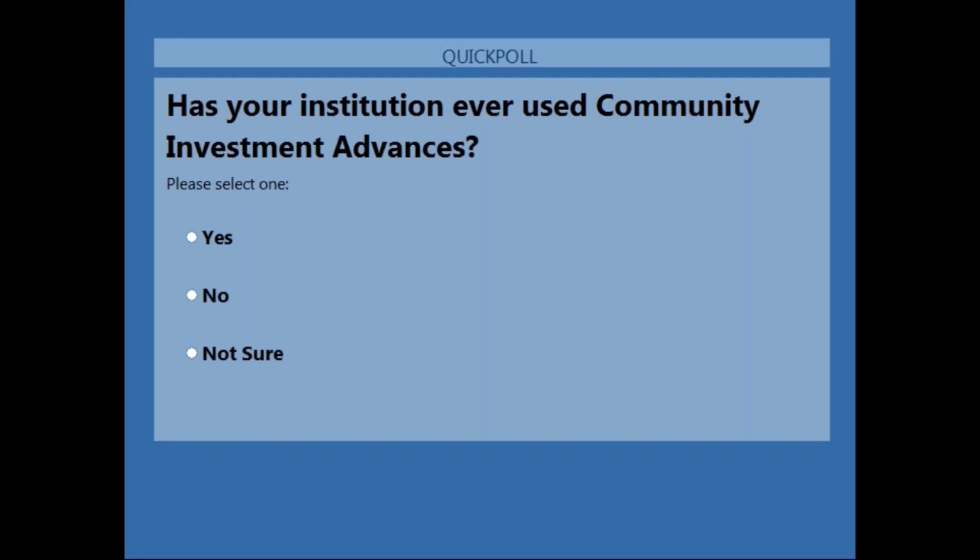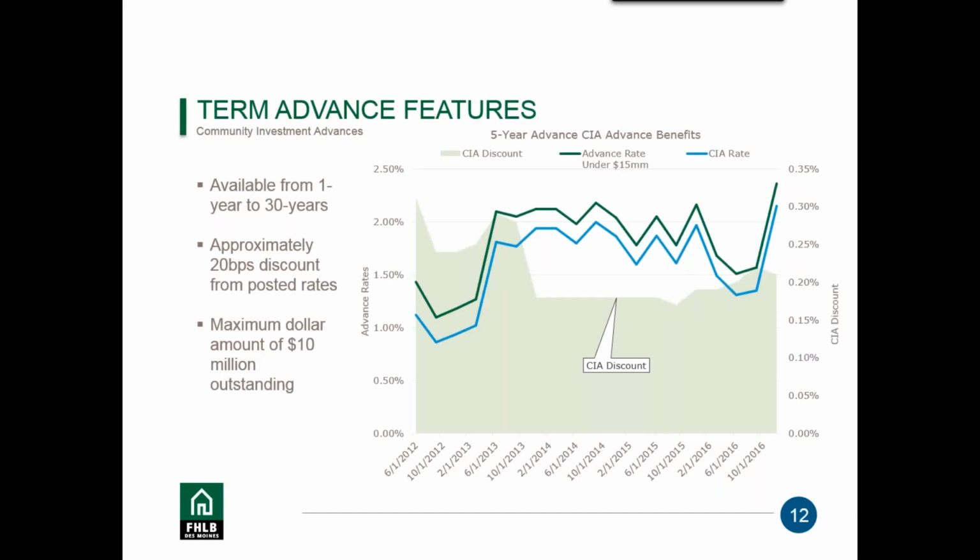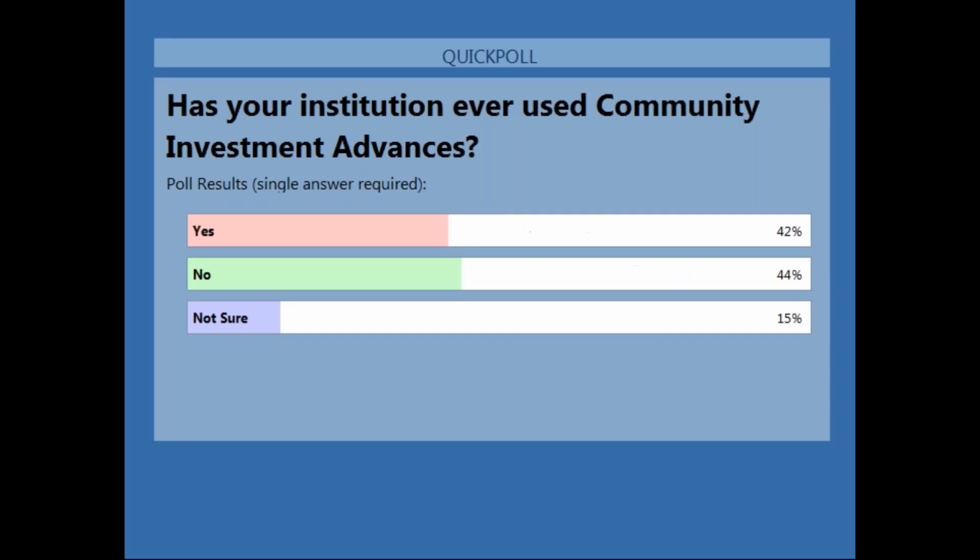Let's give it about another 10 seconds, John. All righty. John, it looks like you have some homework to do, my friend. 44% of the responders have never used CIA advances, and 15% aren't entirely sure.